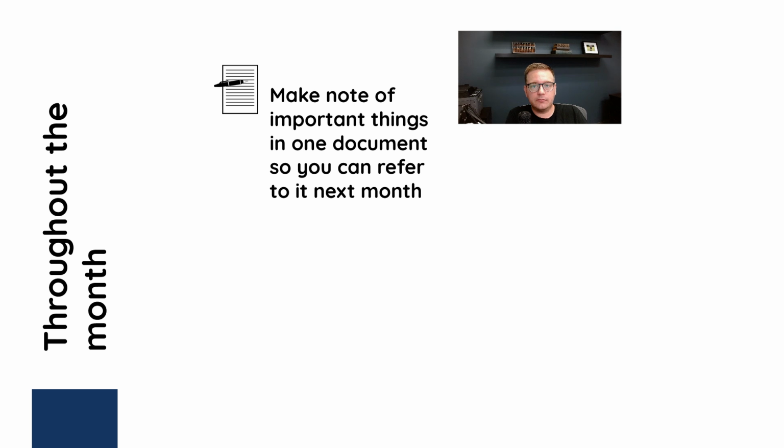Just accumulate a list of things so you can execute on it at the beginning of the month when you're sitting down and you're in the bookkeeping mode, because you want to get out of that bookkeeping mode as quickly as possible and get back to running your business. So that's just my tip. A Google document works great for that.